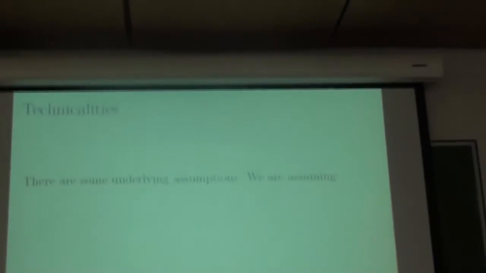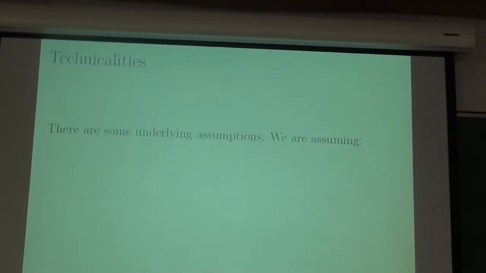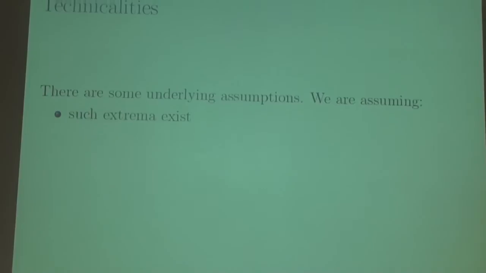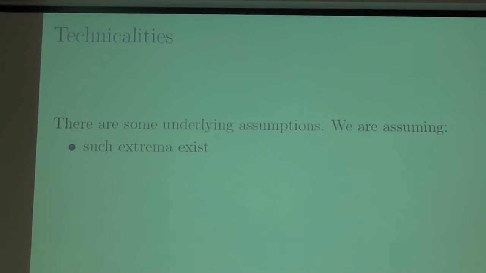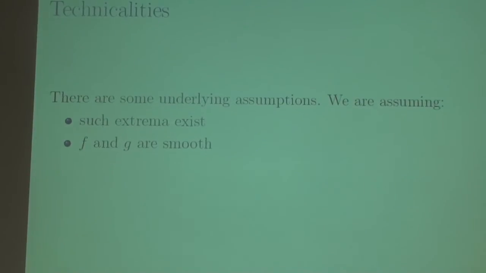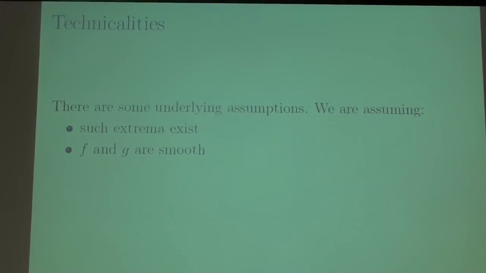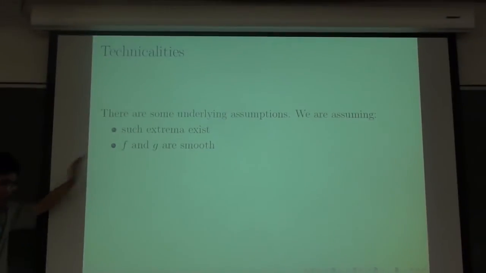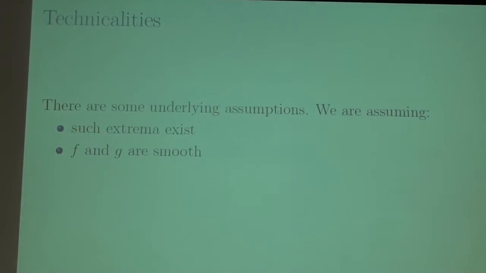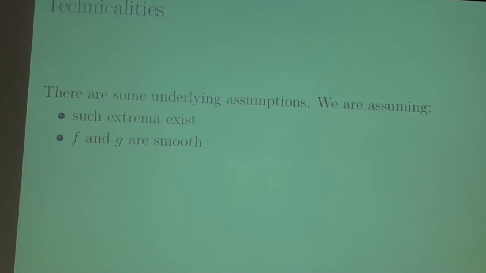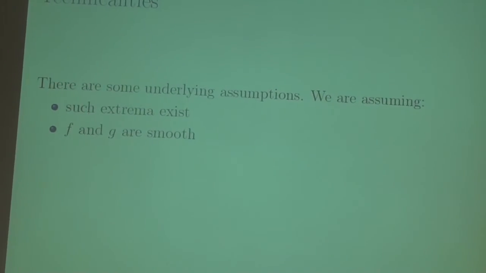So that's the Lagrange multipliers method. It's fantastic. But there's something we have to think about, right? There are some technicalities. First, we assume there actually are extrema. Secondly, we have to make sure they're both smooth functions. What does that mean? If this condition does not hold, we cannot make the geometric argument we made about the intersecting tangentially.